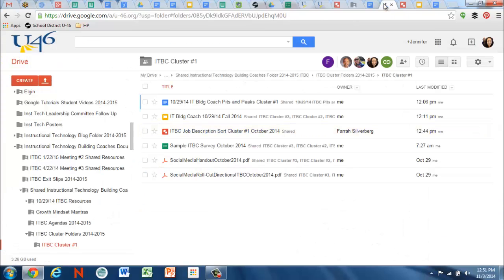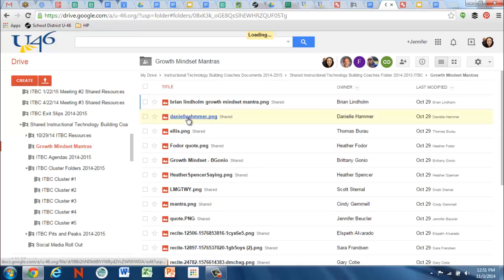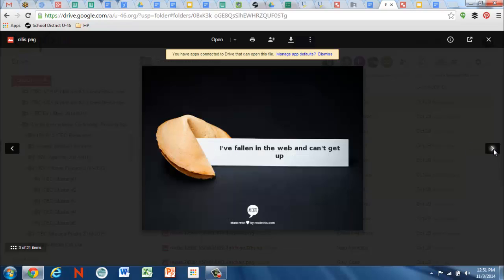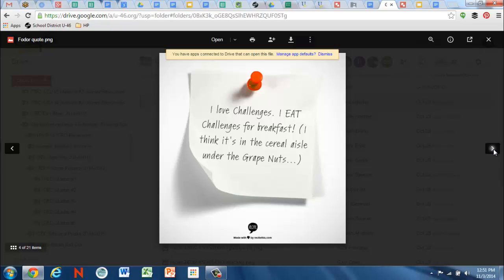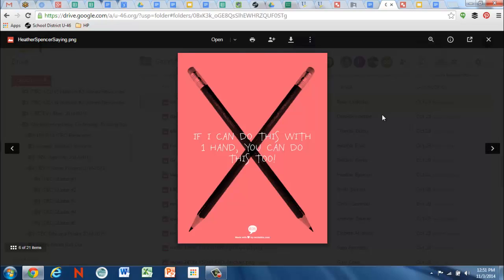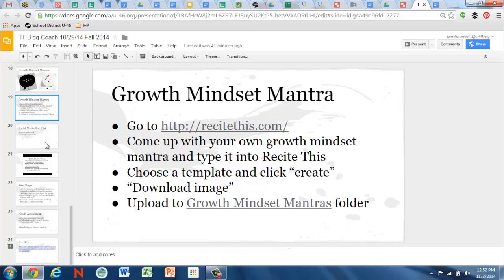So once you go through that, come back to here in our Google Drive. Here's the growth mindset mantras. You would just click the red button to upload the file from wherever you saved it, and then you'll see that we have some different examples of mantras that have been loaded already. So those are some examples of growth mindset mantras that we can share and go back to as we continue with this work.